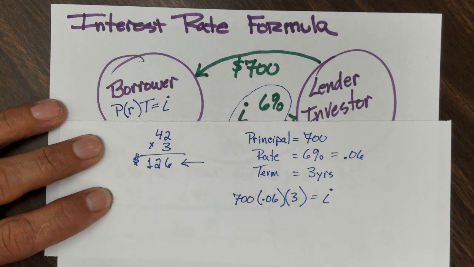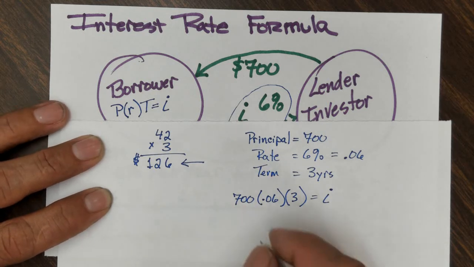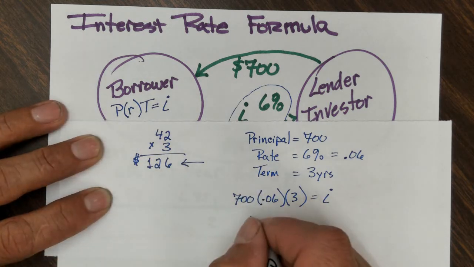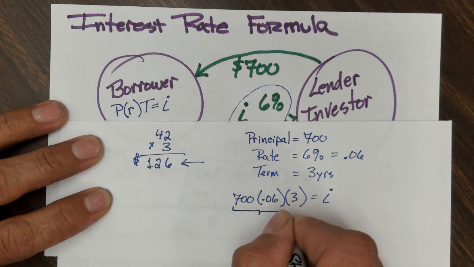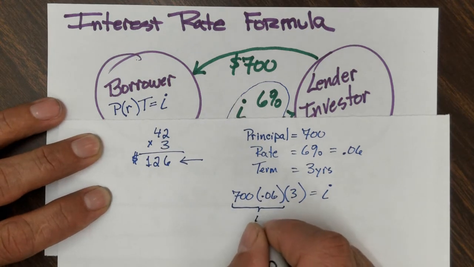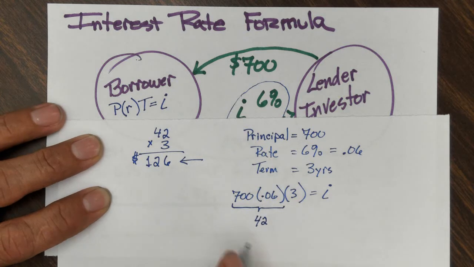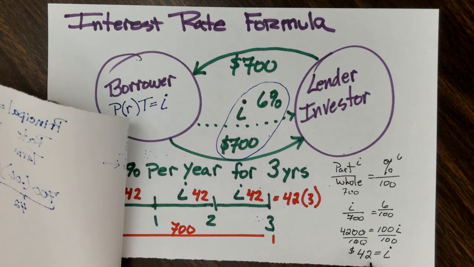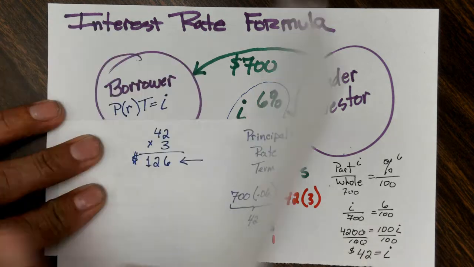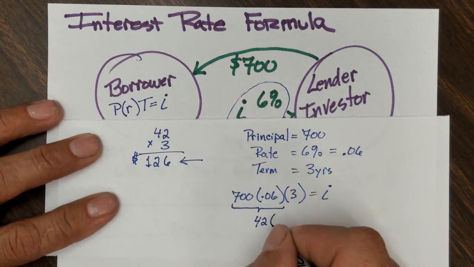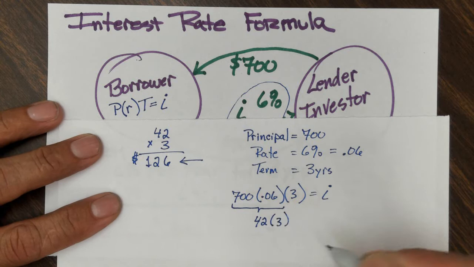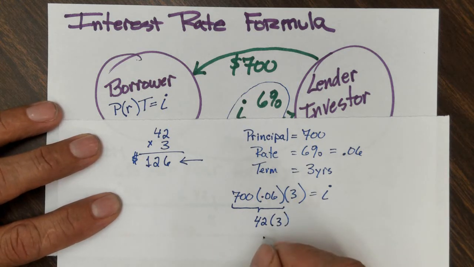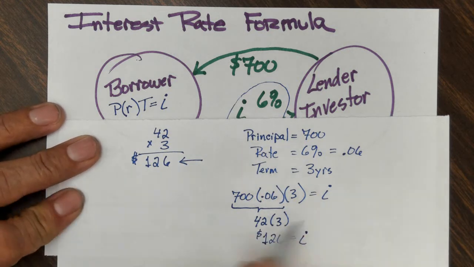700 times 0.06 is 42. So these two are 42. If you look at that number, it is the same as that number. And that's exactly how we got it. Then we multiplied by 3. 42 times 3, $126. We get the same amount.